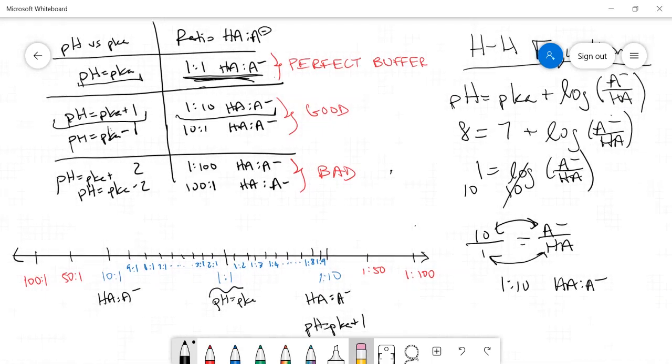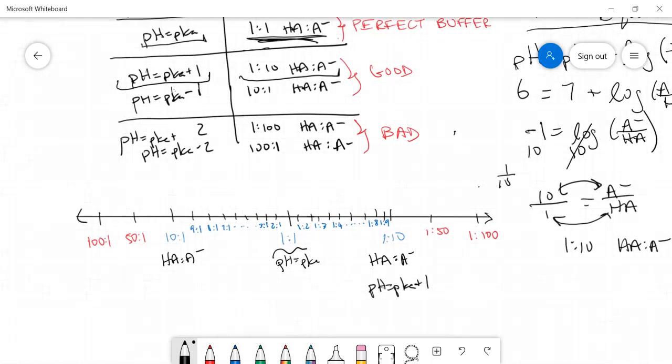I'm not going to go through the calculations for that, but just so that you can see what's going to happen, if I plug in 6 over here, I can subtract 7 from both sides, and I'm going to get a negative 1. And notice how 10 to the power of minus 1 is 1 over 10. So I get the other ratio. This is pH equals pKa minus 1.